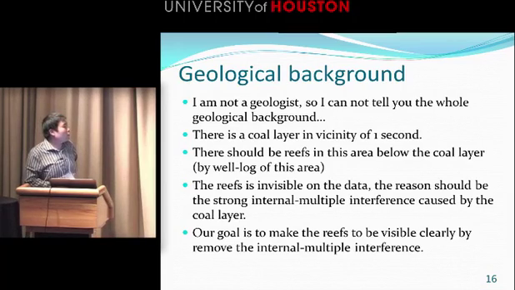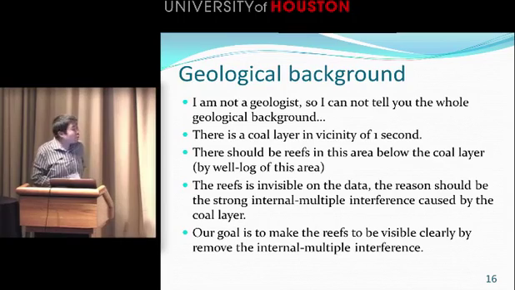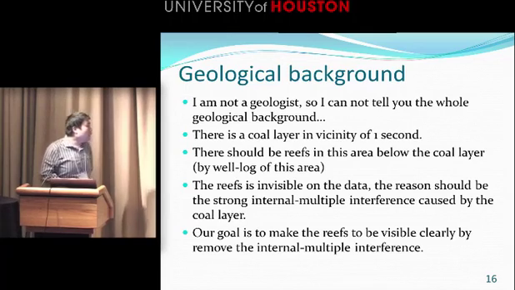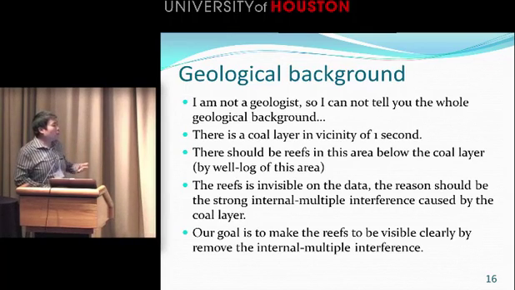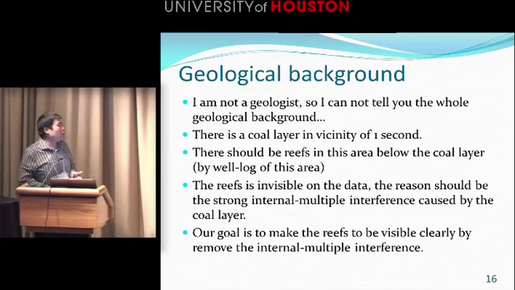There is a coal layer in the vicinity of 1 second in this data set. It's a major generator of internal multiples, or a strong reflector. We should have some rift in this area just below the coal layer. We learned that from the well log in this area. However, the rift is invisible in this data, and the reason must be some strong internal multiple interference that makes the rift invisible.